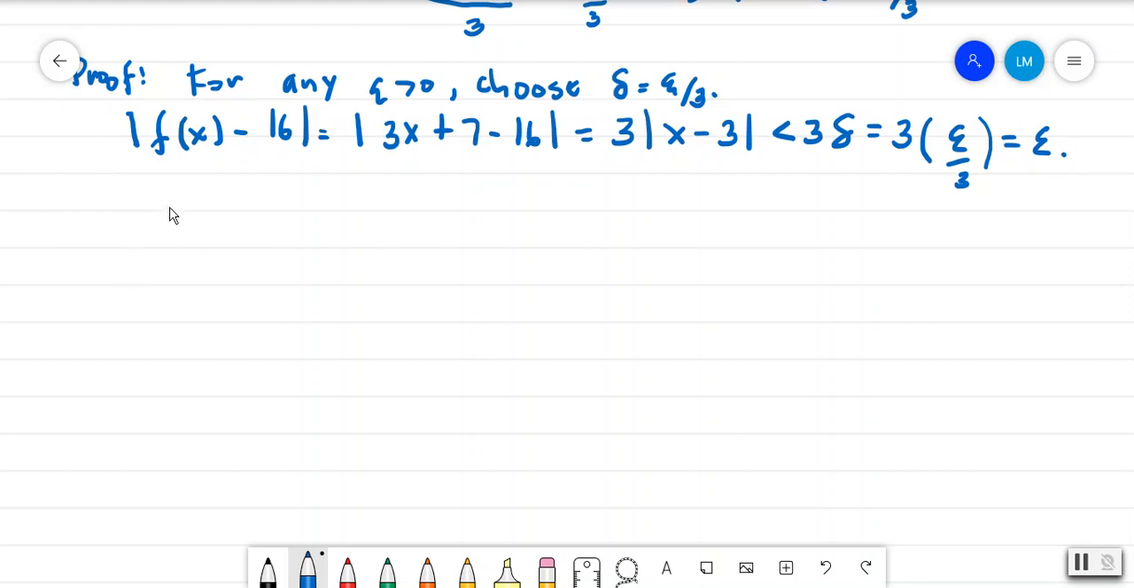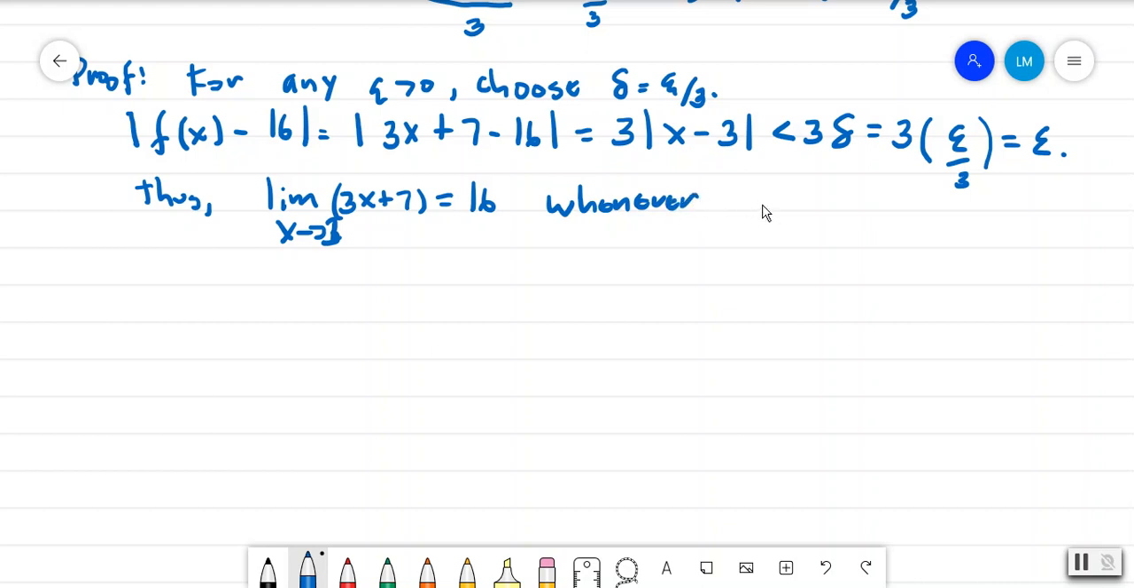So this gives us basically that the limit exists. So we have that the limit as x approaches 3 of 3x plus 7 equals 16 whenever the absolute value of x minus 3 is less than delta.